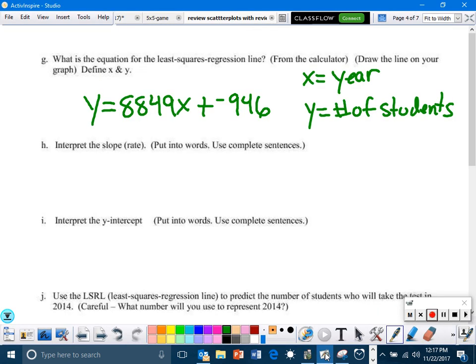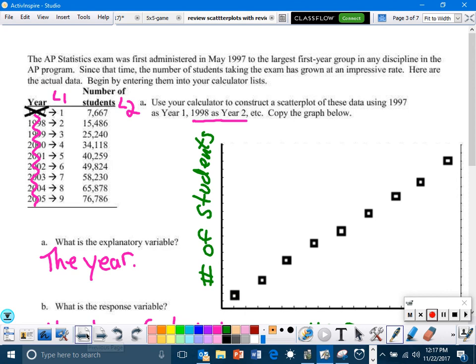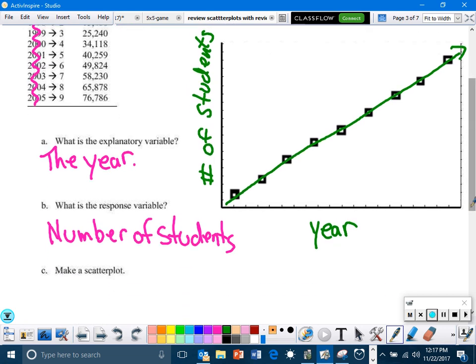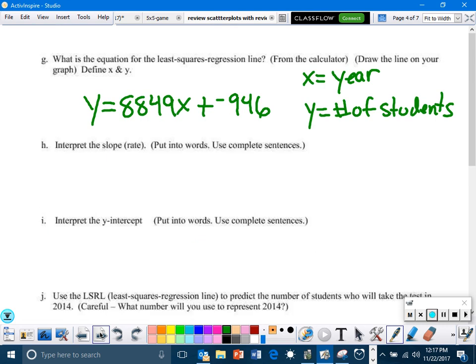I'm going to go ahead and go back and put my line through those dots. All right. Again, remember that is our trend line. That is the line of best fit. That is the least squares regression line. And that line is used to predict. All right, so let's interpret.